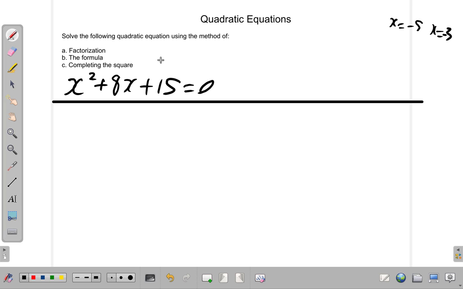We're continuing to look at this example of a quadratic equation. In previous videos, we solved this using factorization. We also used the formula. And on both occasions, we got x equal -5 and x equal -3. Now, let's look at it using completing the square.